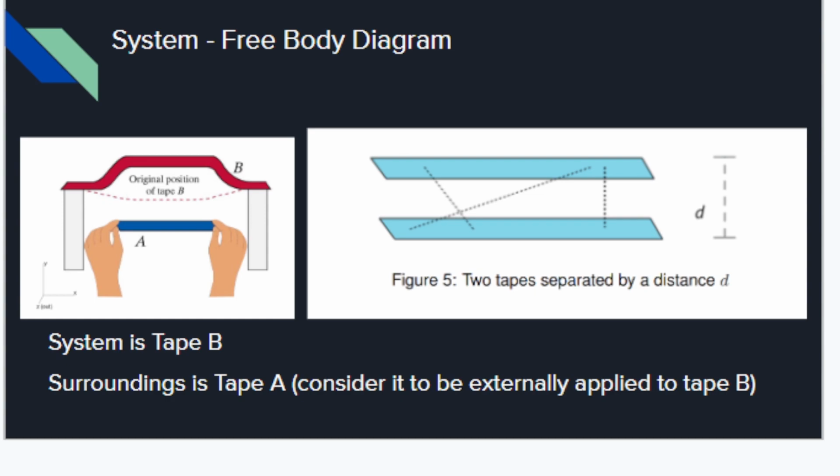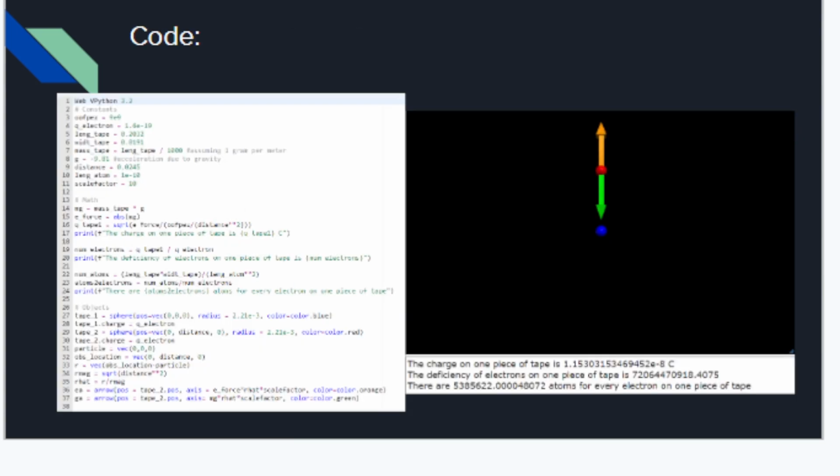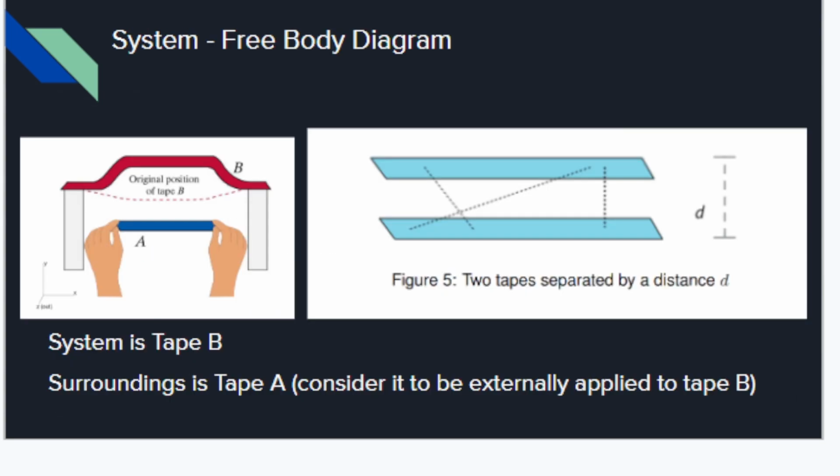That image on the left is whenever we tested the two ripped tapes to see if they repelled each other, and they did. Then the right shows the distance d, the separation distance between the two tapes. The system, of course, is tape B, and the surroundings is considered to be tape A, because it's externally applied to tape B in this scenario.